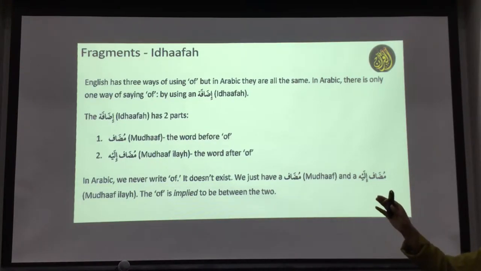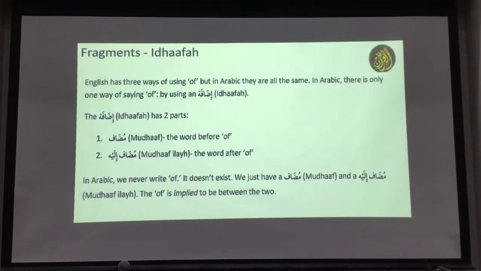So the word before the "of" is called mudaf, and the word after the "of" is called mudaf ilay. We gave an example like the house of Allah. The word house is before the "of," so house is mudaf. The word Allah is after the "of," that is called the mudaf ilay. So the whole thing is called mudaf, mudaf ilay.